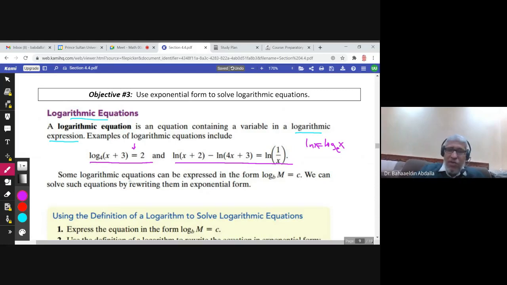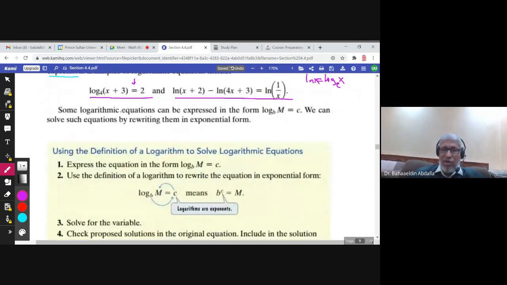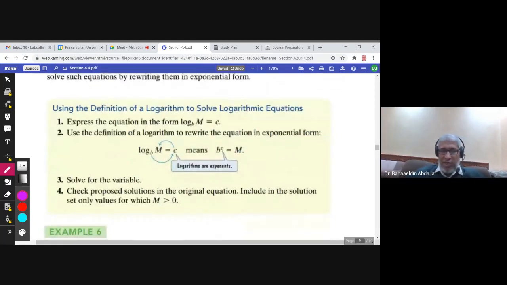Okay, so how to solve the logarithmic equation? Well, we will take two methods. Again, two objectives, two methods. The first one, we will use exponential form to solve logarithmic equations. So we will change the logarithmic equation from the logarithmic form into the exponential form. That's the first method, and it's easier than the other one. So use the definition of a logarithm to solve logarithmic equations.